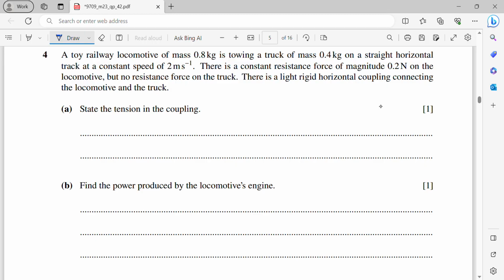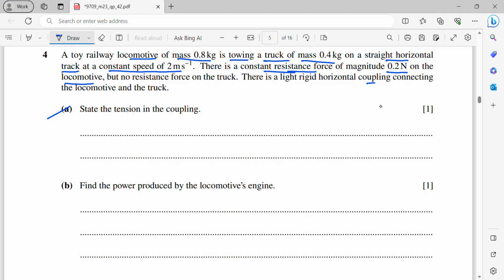Now for question number 4. A toy railway locomotive of mass 0.8 kilogram is towing a truck of mass 0.4 kilogram on a straight horizontal track at a constant speed of 2 meters per second. There is a constant resistance force of magnitude 0.2 Newton on the locomotive, but no resistance force on the truck. There is a light, rigid horizontal coupling connecting the locomotive and the truck. A. State the tension in the coupling.